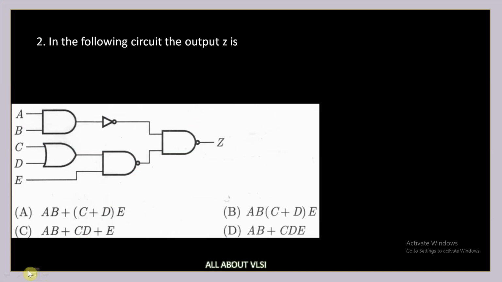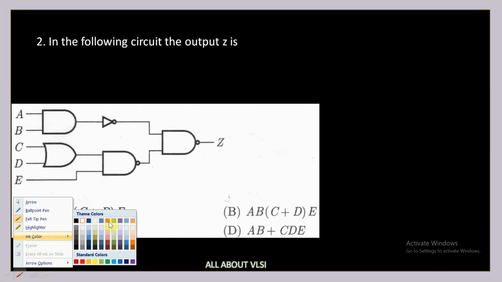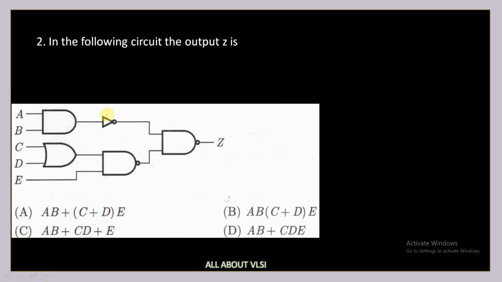Here also we can apply this particular concept which we have seen previously. This is one NOT gate, that means one bubble is present here, and here also one bubble is present. So what is a bubbled input NAND gate equivalent to? It is nothing but your OR gate.